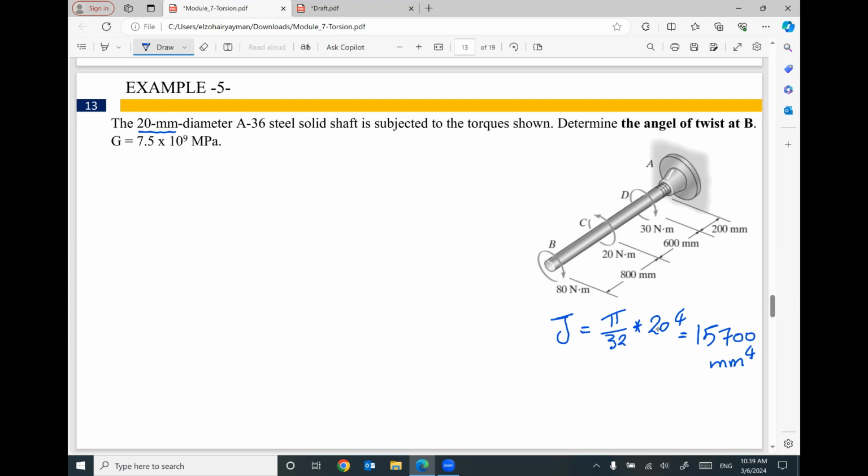That makes sense? I will divide this shaft into 3 parts: part BC, part CD, part DA. So let's start with the first part, part BC.